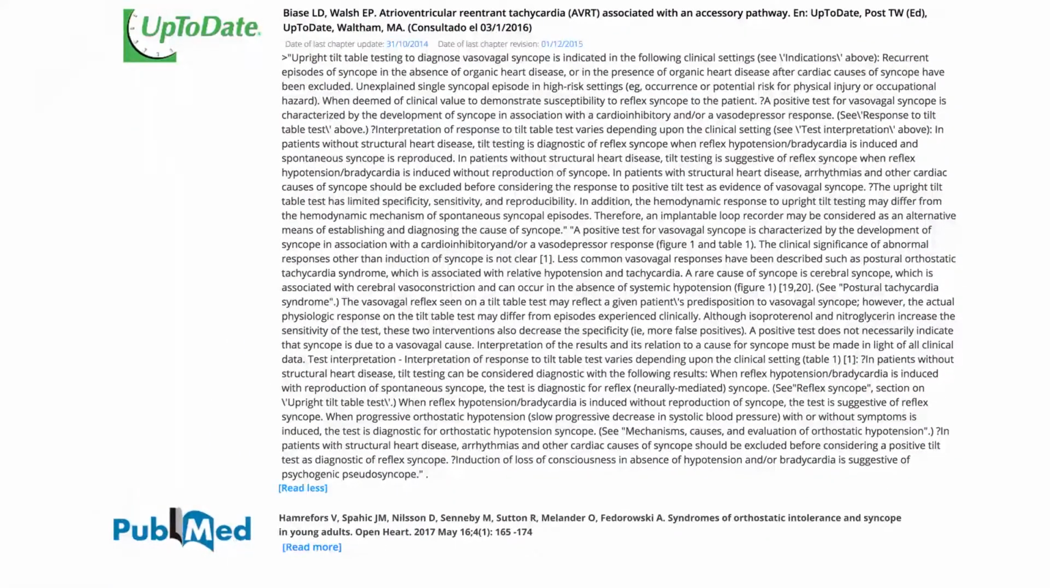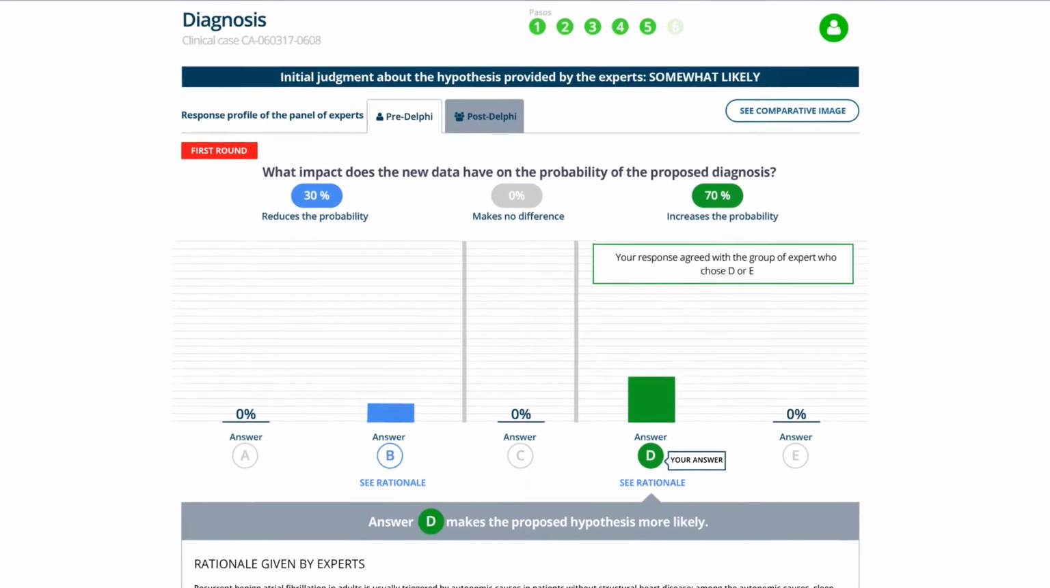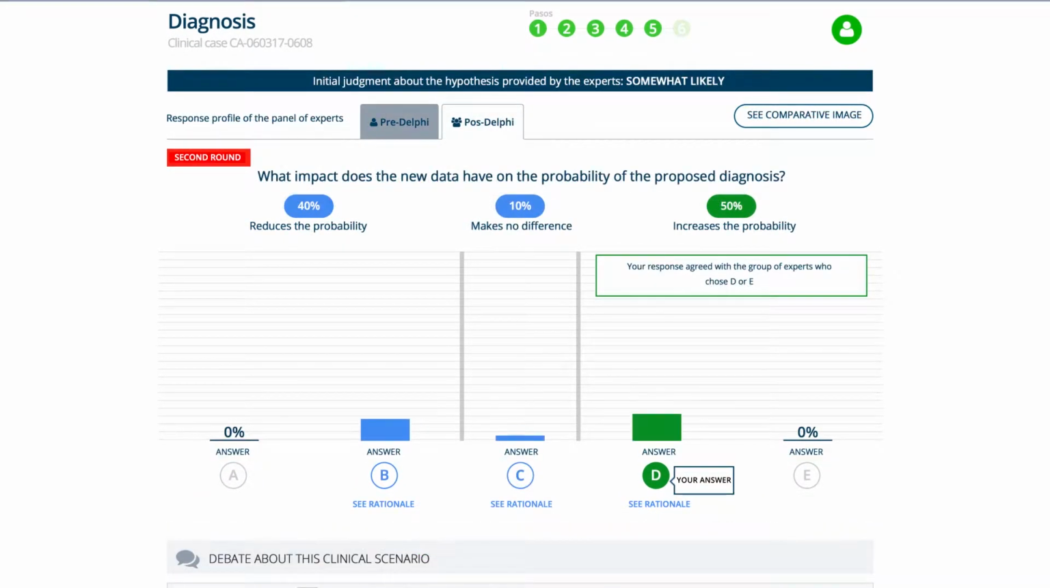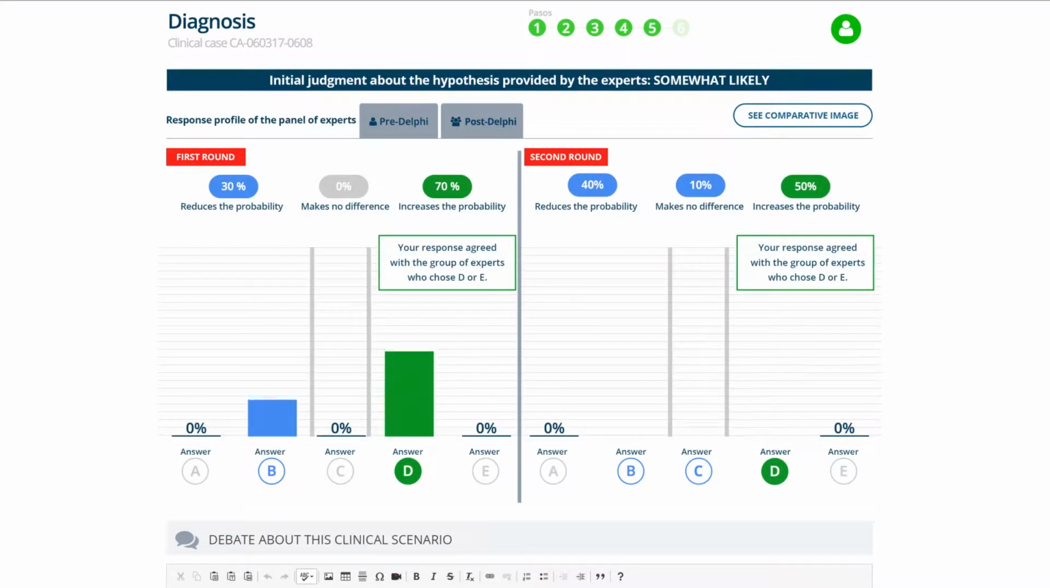When the experts do not agree about the decisions for a patient, the Delphi method is applied to try and arrive at a consensus. You can see the successive rounds of answers from the experts before and after facing their scientific arguments.